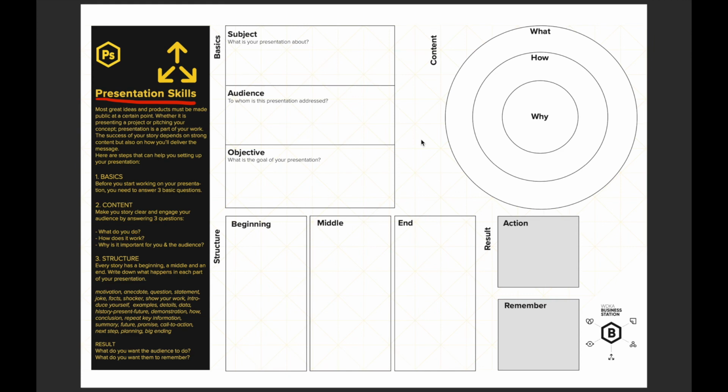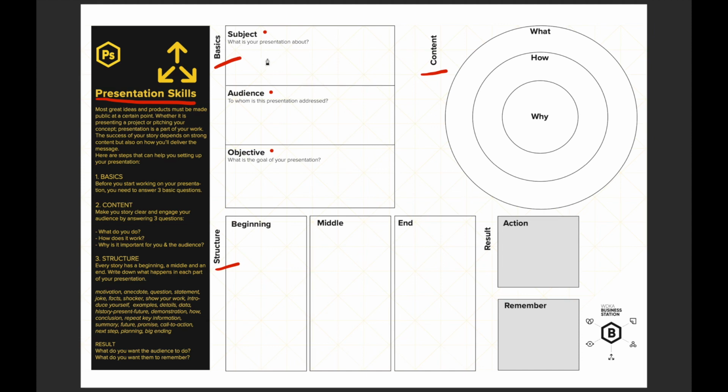The sheet consists of different areas asking you questions, and by answering these questions, you get a sense of what elements your story requires to be effective and how to communicate those to your audience. What we see here is three main fields of your presentation: basics, the content, and the structure of your story. Let's start with the basics. Before you even commence writing text or practicing, it's good to answer these three questions concerning subject, audience, and objective. They will be a reference throughout setting up your presentation all the way to the end.